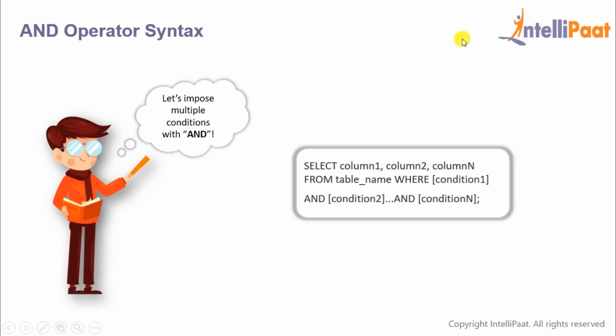So here, after we give the first condition of the where clause, we follow it up with the AND operator and give the second condition. And similarly, if we have another condition to be satisfied, we'll again give the AND operator and then give the next condition. So let's fetch some records using the AND operator.